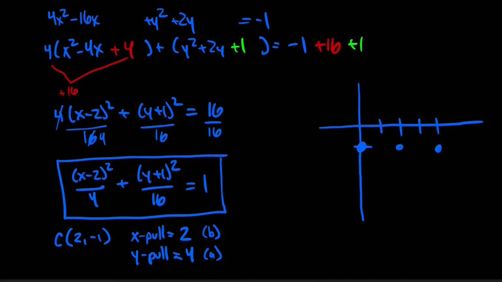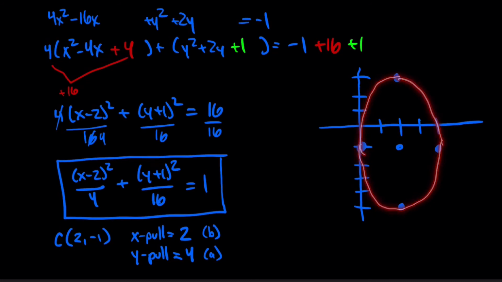All right, let's get the major. The y pull is 4. Let's go down 4. 1, 2, 3, 4 from your center, and then up 4. 1, 2, 3, 4. So that's going to be the major axis. Your ellipse is going to kind of look like this. So again, let's take our time, sketch that in. More like a watermelon than a football.